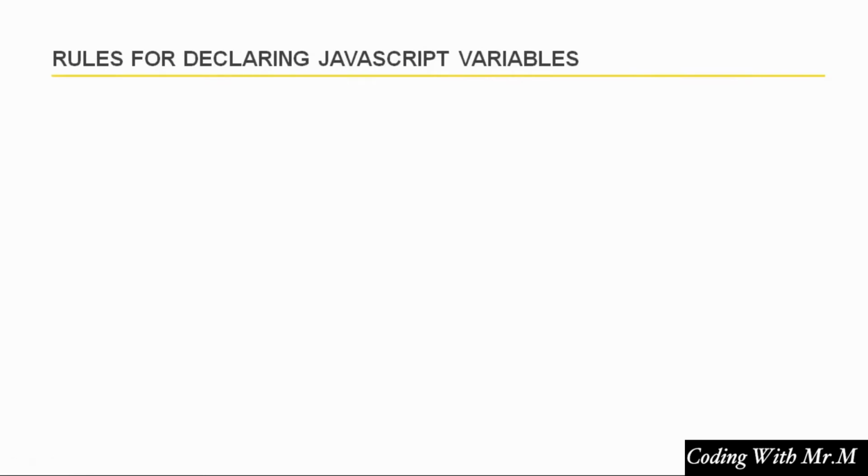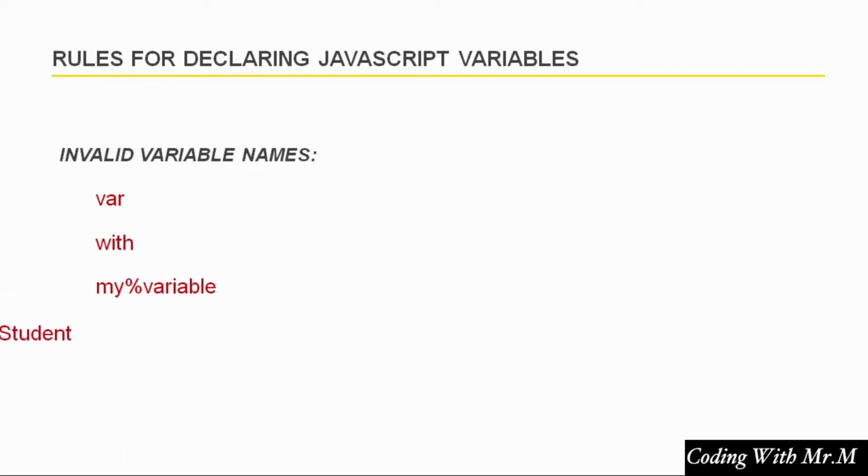Hi, welcome to this video. In this video I will discuss some rules for declaring variables in the JavaScript language. There are certain names and characters which you cannot use for your variable names. These names which you cannot use are called reserved words. Reserved words are words that JavaScript keeps for its own use. For example, the word var or the word with. Certain characters are also forbidden in variable names. For example, the percentage sign and the ampersand sign.